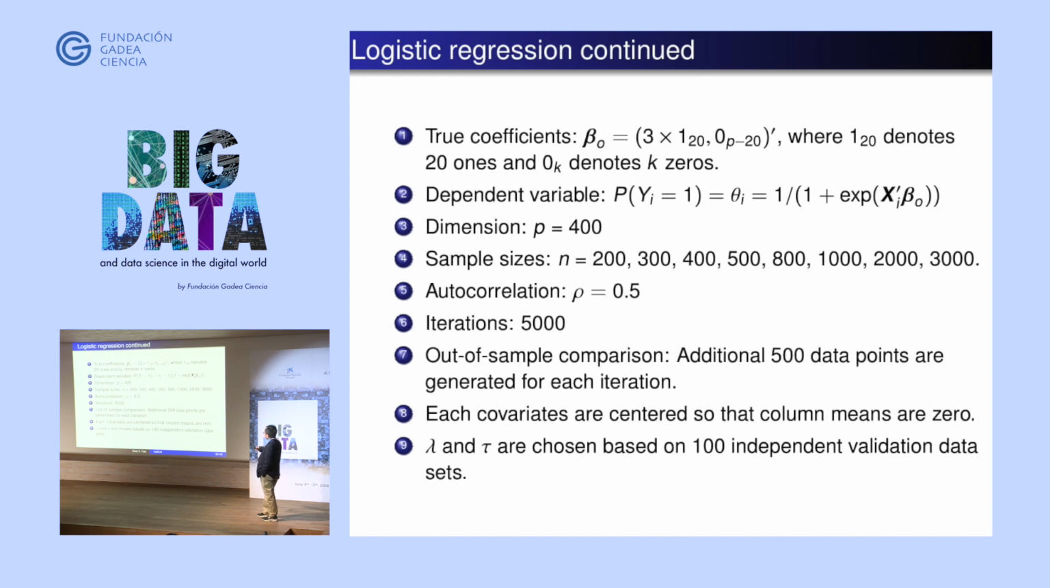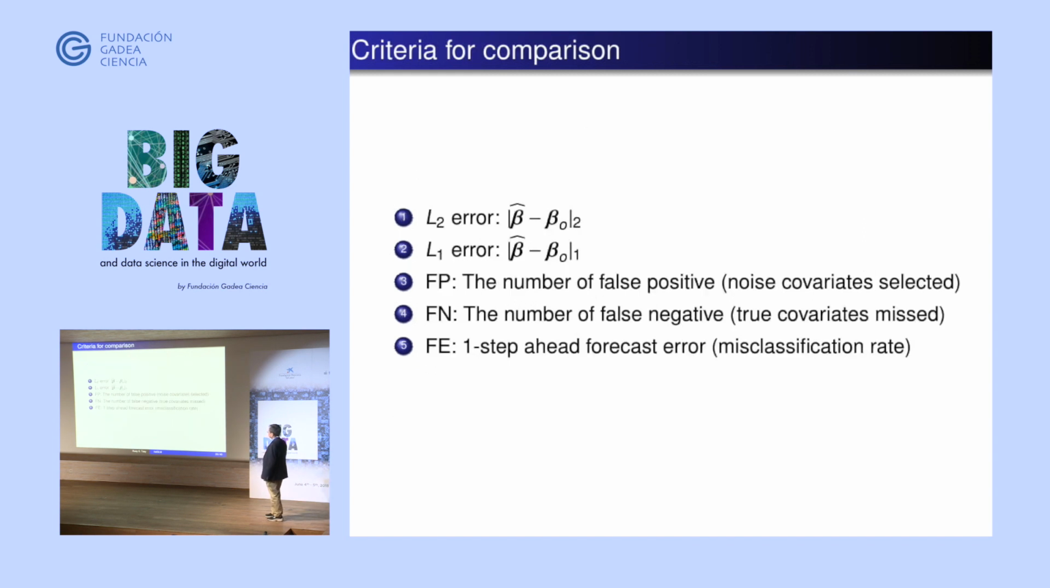The sample size is from 200 to 3,000, and we show that correlation. That's a cross correlation, about 0.5 and so on. We have 5,000 iterations. For each iteration, we generate 500 extra points for the out of sample prediction. Okay, so that's the out of sample prediction in the simulation. For each covariate, we center it so the mean equals 0. And this lambda and tau, we select by cross validation. Then once we select lambda and tau, we apply them to every iteration.